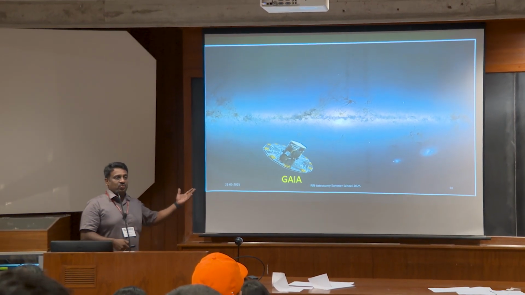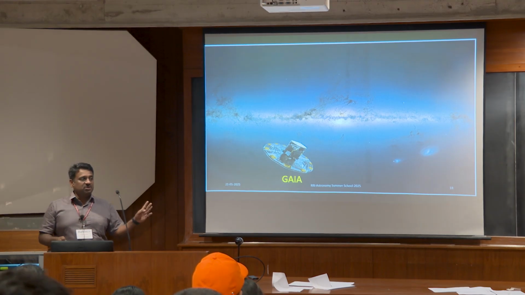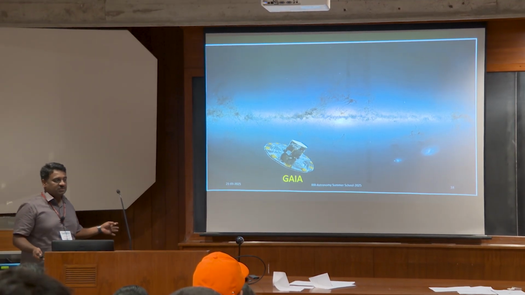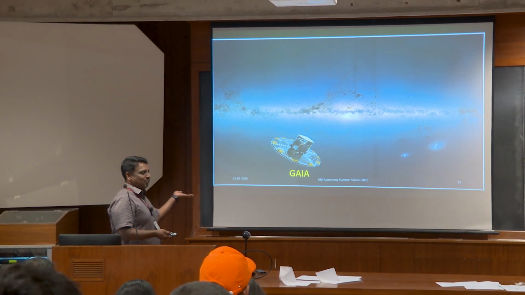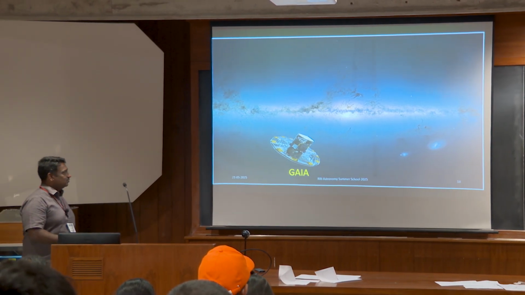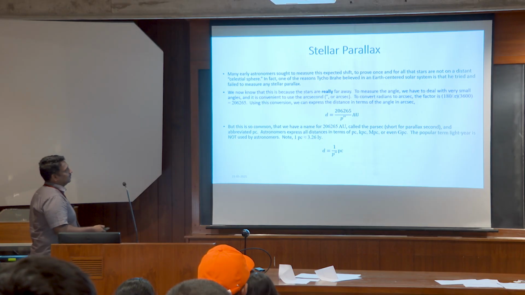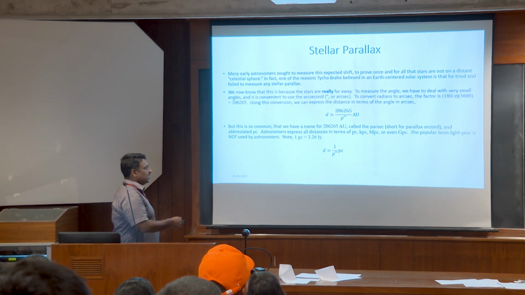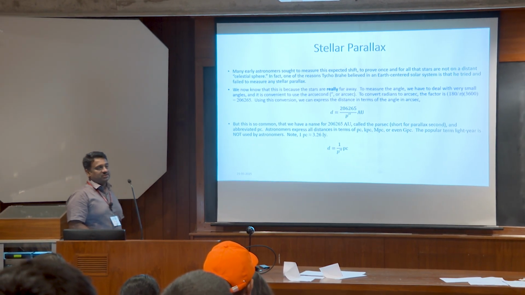So Gaia is one of the satellites which has done astrometry of billions of stars. Data is available. If you want to do anything, you can actually download it and do so if you have a powerful computer and some idea how to do it. Now using stellar parallax, you can actually calculate the distance.